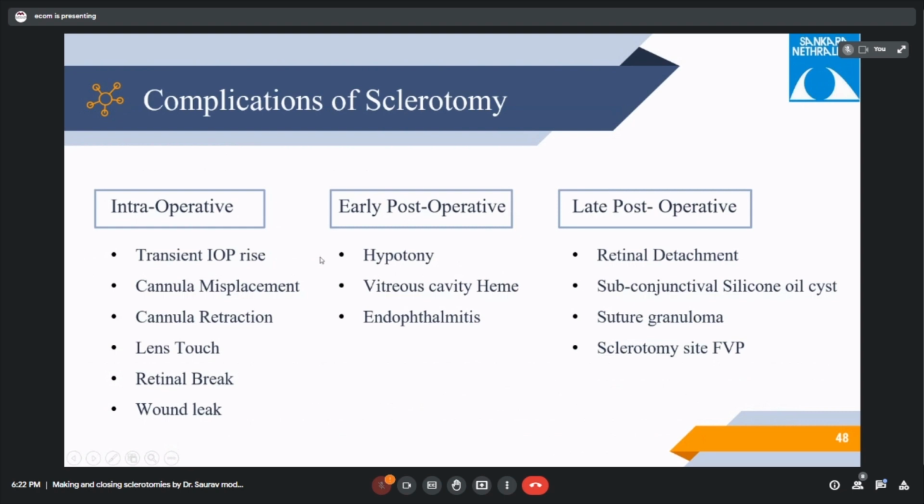So, what are the complications of sclerotomy? Sclerotomy has several intraoperative, early postoperative, and late postoperative complications. Starting with the transient IOP rise: during sclerotomy trocar insertion, there occurs a transient IOP rise, which can result in opening of the recently operated corneal or scleral wound. So, it is advisable to suture the recently operated scleral or corneal wound before trocar cannula placement. And if excess pressure is required, then use a twisting or wriggling technique to insert the cannula.